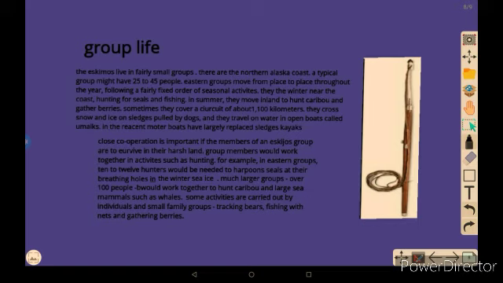And close cooperation is important if the members of Eskimo groups are to survive in their harsh land. Okay, so cooperation is very important in Eskimo life, because we need to gather food for the winter season in the summer. If one person does not work, the whole coordination is affected. If they do not cooperate with each other, they do not get the food.